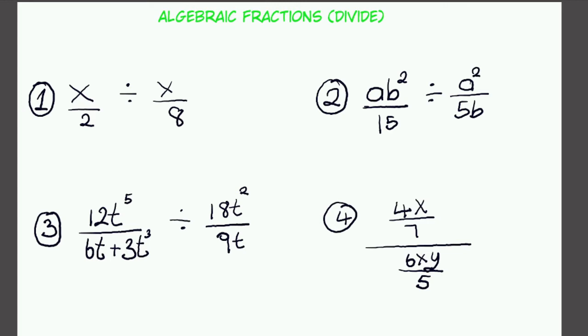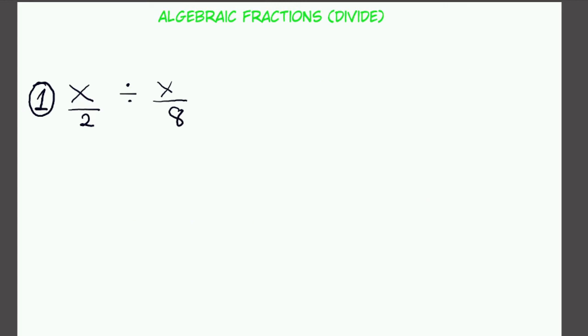Let's begin. So our first example, x over 2 divided by x over 8. What's the first thing that we're going to do here? We're going to invert the second fraction and change the division sign to multiplication. Let's go ahead and do that. This dot right here will serve as representing the multiplication sign. Now, what next? We are going to go ahead and just go through the steps of multiplication.